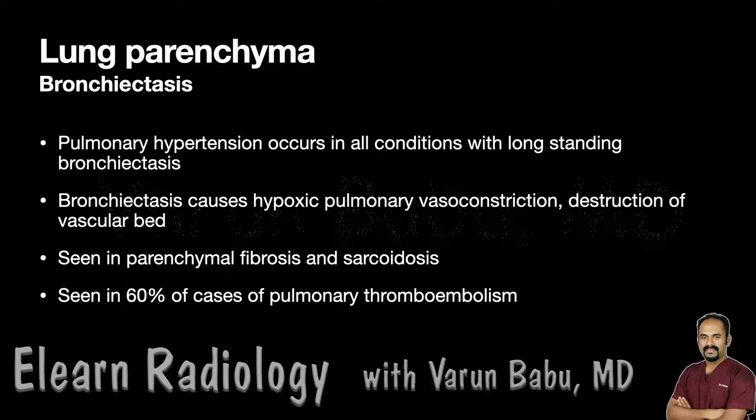Bronchiectasis is another finding we need to look out for. Pulmonary hypertension is a sequel of long-standing bronchiectasis. Bronchiectasis causes hypoxic pulmonary vasoconstriction and the destruction of the vascular bed. It is also seen in parenchymal fibrosis and sarcoidosis. 60% of the cases of pulmonary thromboembolism demonstrate bronchiectasis.